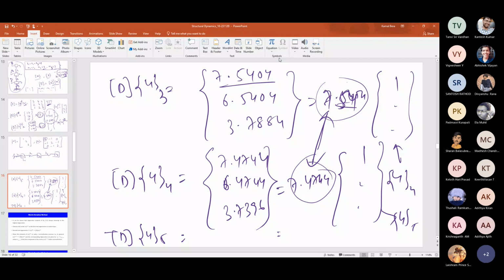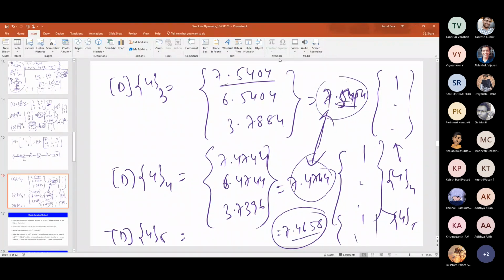So 7.4665, 7.4658, and 1 and something. So now let us stop here, because the rest you can calculate. Now tell me what omega you are getting, if this is your lambda.